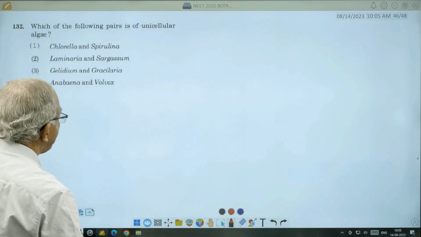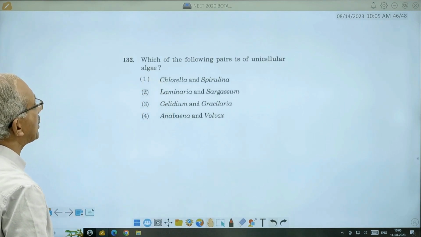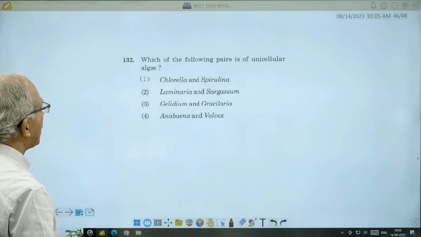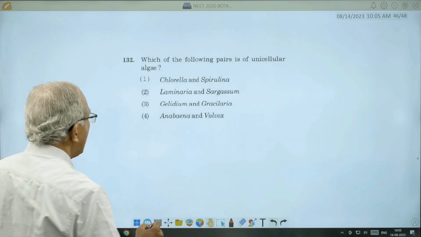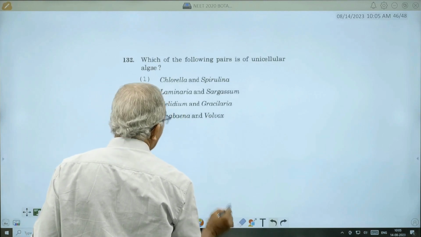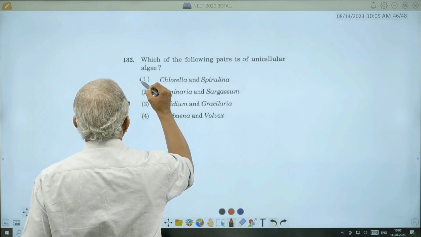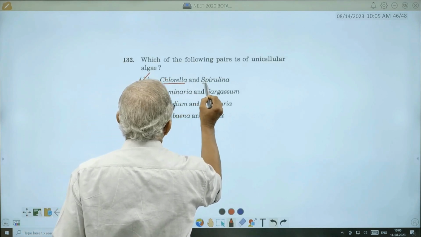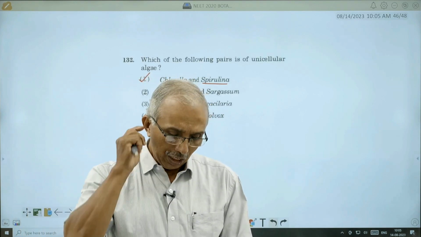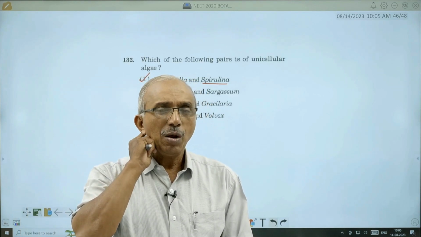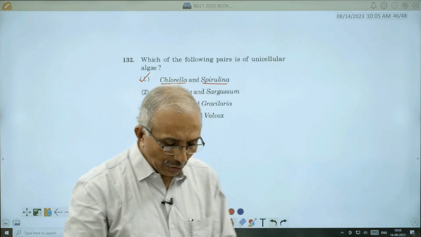Next, which of the following pairs are unicellular algae? The unicellular ones are chlorella and spirulina. Chlorella is a green algae. Spirulina is a blue-green algae. Both of them are unicellular.